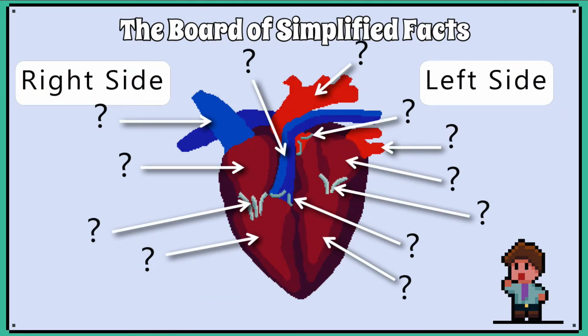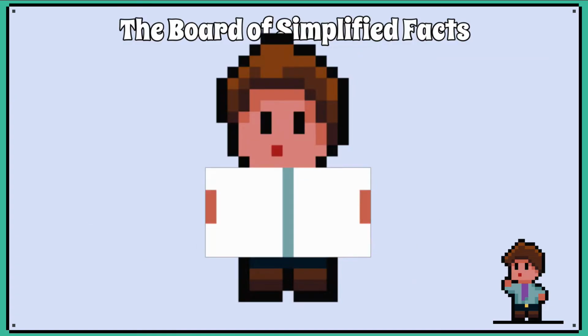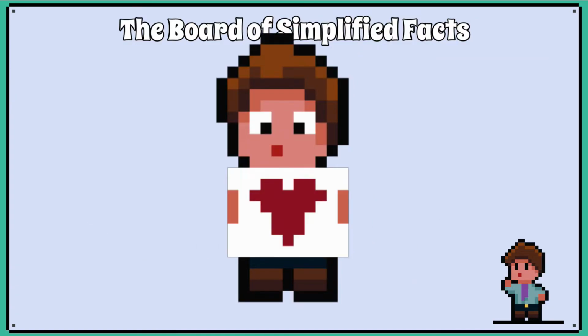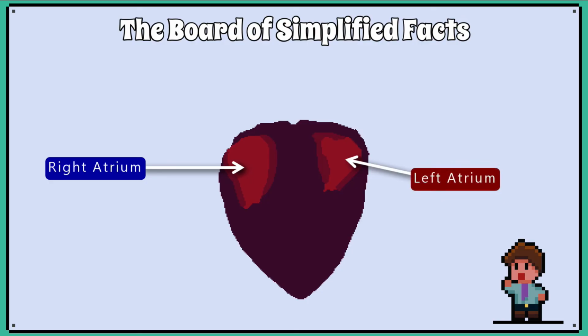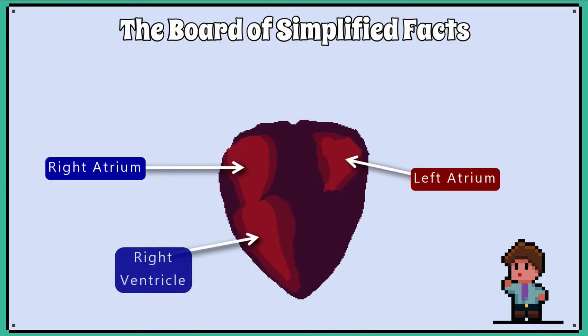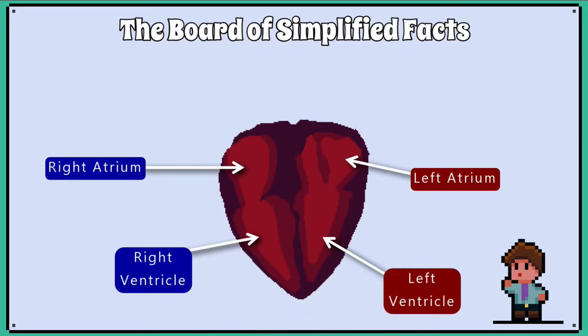And remember, when looking at a diagram, the right side appears on the left side of the paper. Just flip the paper and hold it against your heart, and you can identify which side is left and which is right if you are not sure. The heart has 4 chambers. The top 2 chambers, closer to your head, are called the right atrium and the left atrium. The bottom 2 chambers are called the right ventricle and the left ventricle.